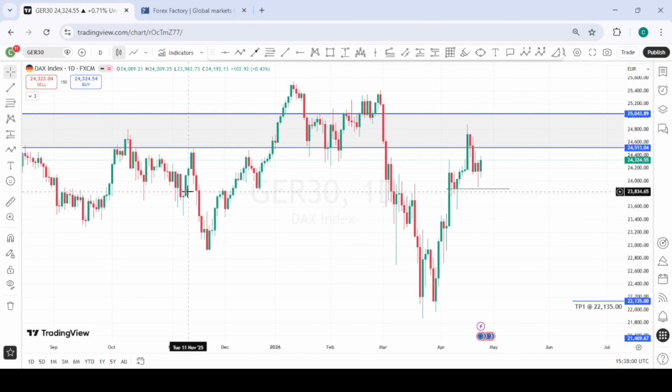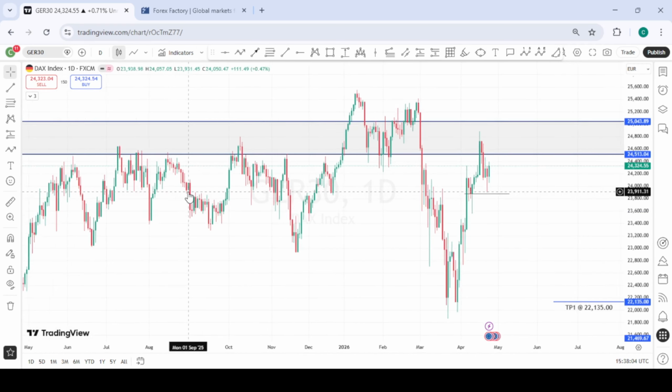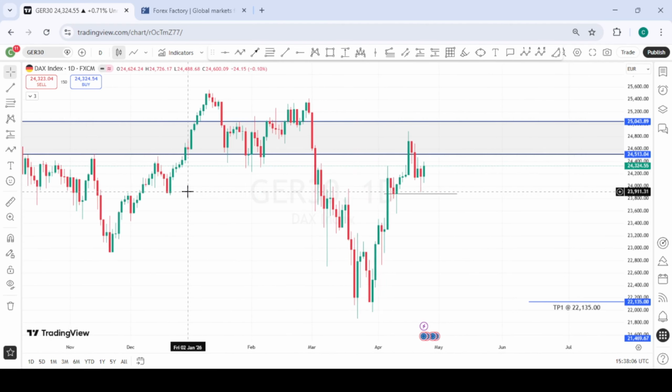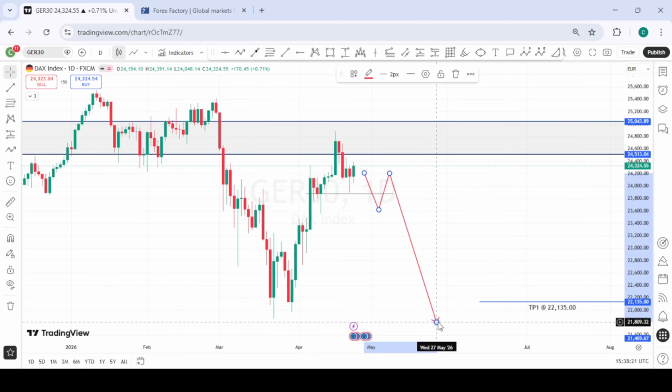This is German 30, and German 30 on the monthly, weekly perspective is giving us a bearish sentiment. So going into next week, price has currently reacted from a very strong area of interest. So we are looking forward to see either a daily candle closure below this daily structure point, and then wait for a lower high formation and look for selling opportunities to the downside.